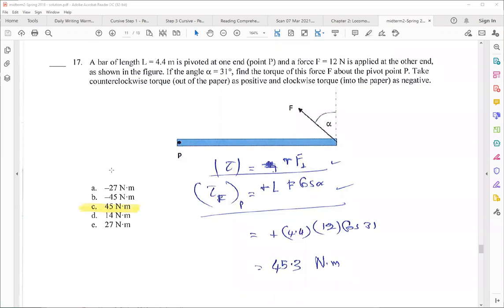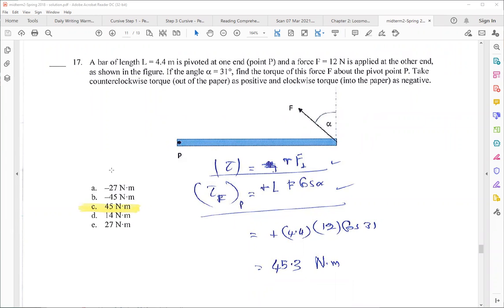Now, question 17: we have a bar of length L equal to 4.4 meters, pivoted at one end, point P, and a force F equal to 12 Newton is applied at the other end, as shown in the figure. If the angle alpha is 31 degrees, find the torque of this force about the pivot point P. Take counterclockwise, out of the paper, as positive, and clockwise torque, which means into the paper, as negative.